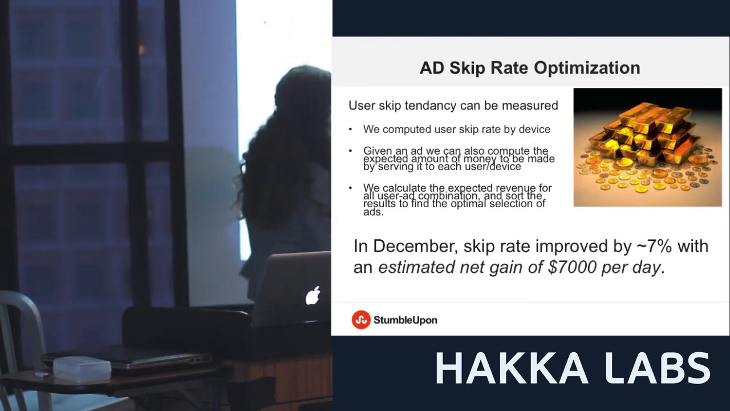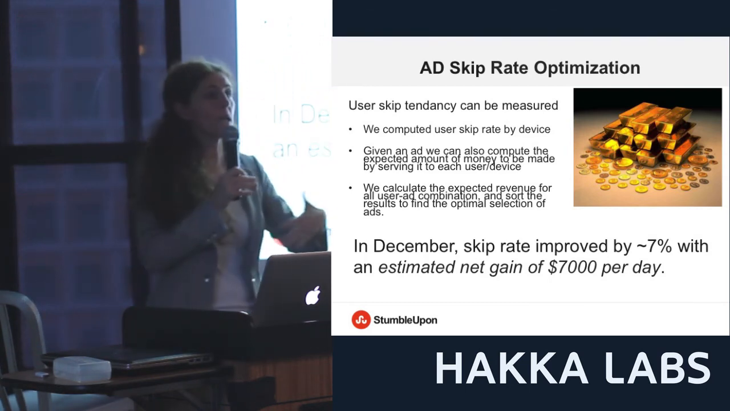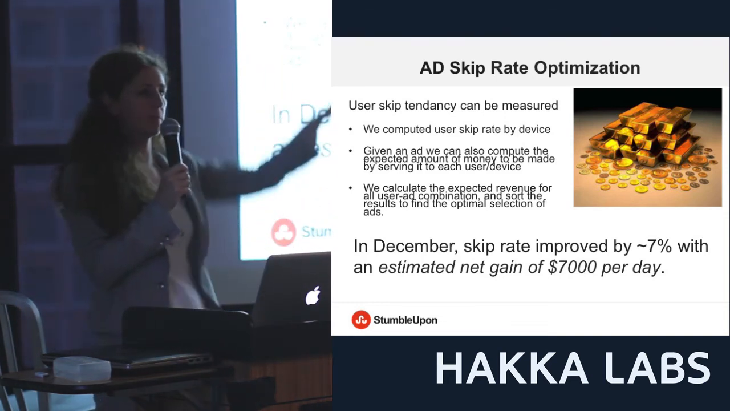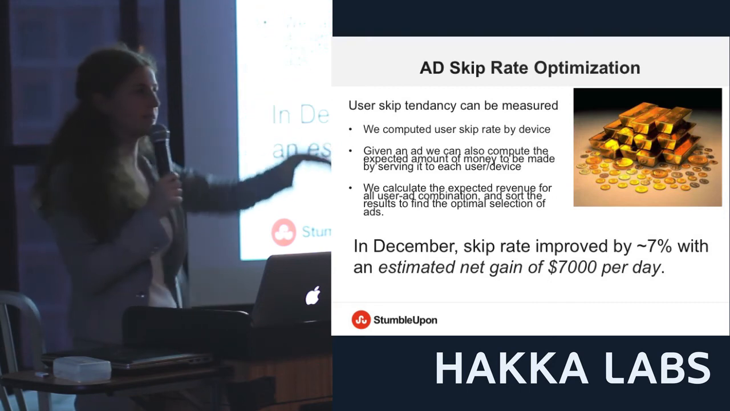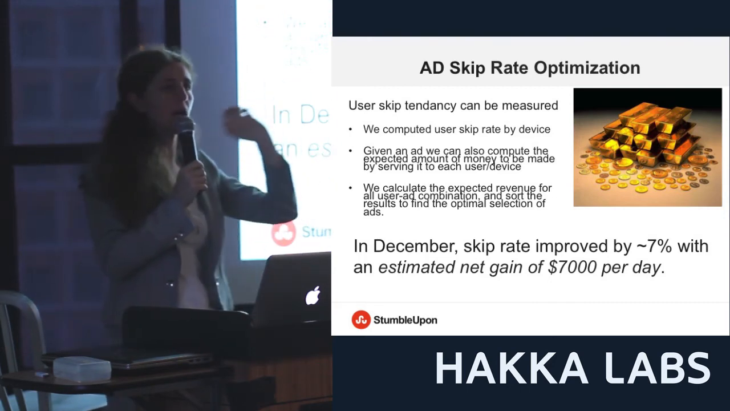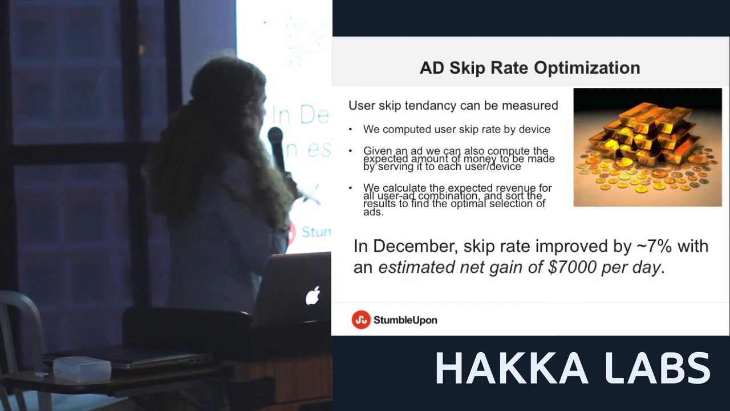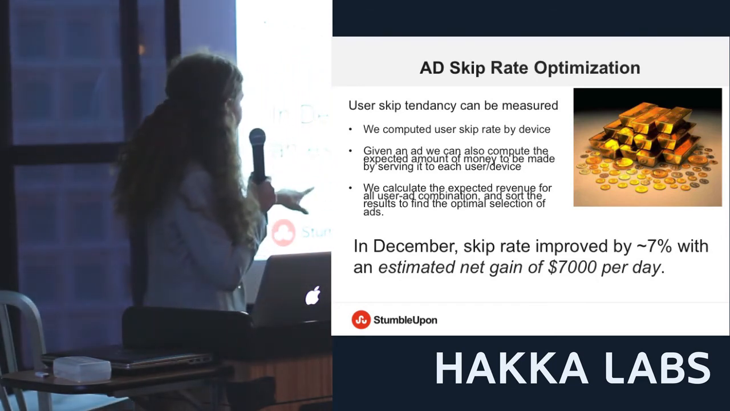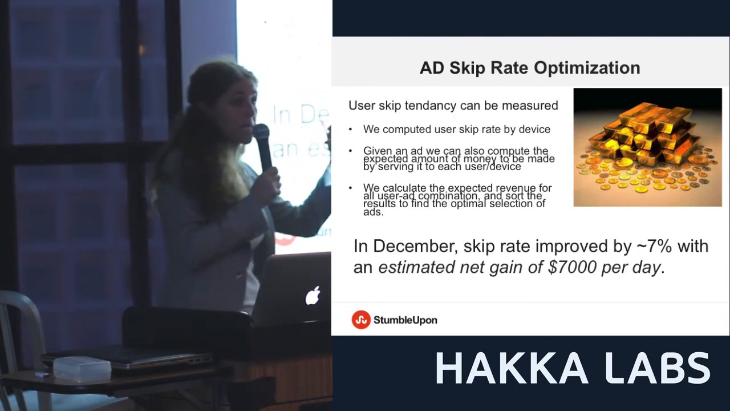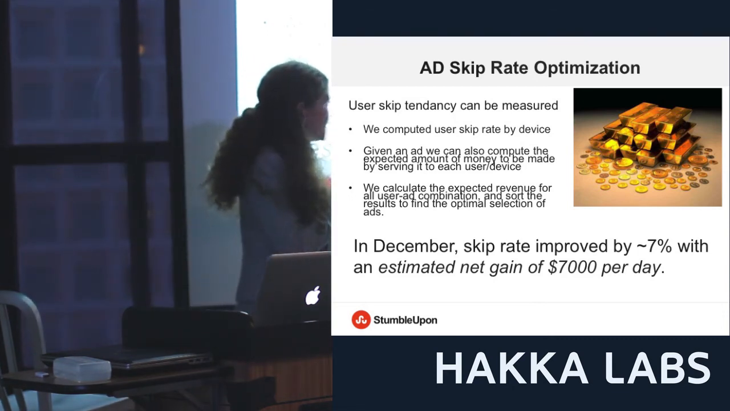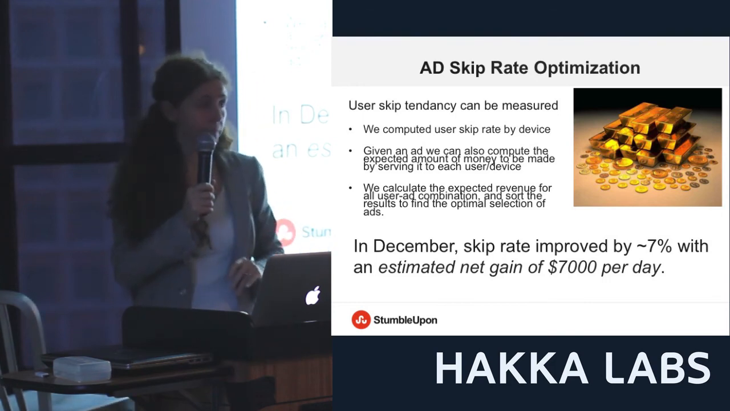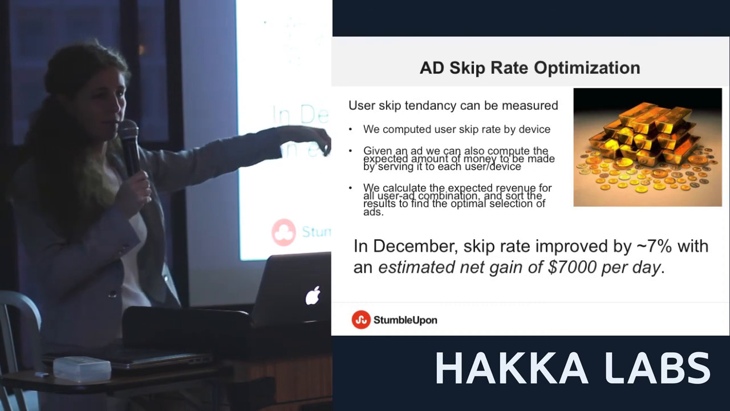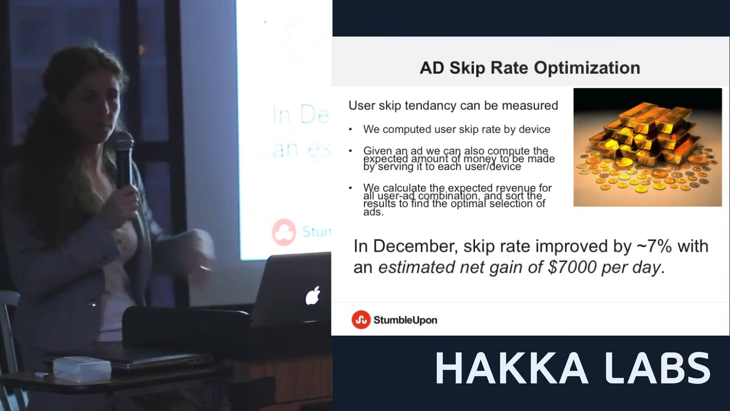As I told you, obviously, this model works when we have a lot of ads, especially, for example, in months like December, when we have the peak of advertisers, and all of them want to serve a lot of ads, in which the skip rate improved by 7%. And this means in the top week of December, a net gain of $7,000 per day. Just this. Understanding the tendency of the user to skip.